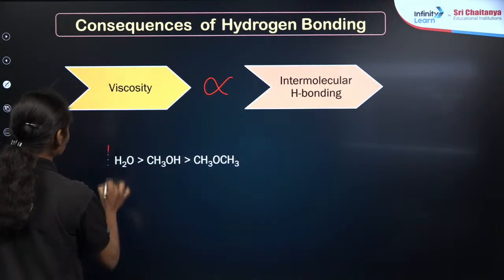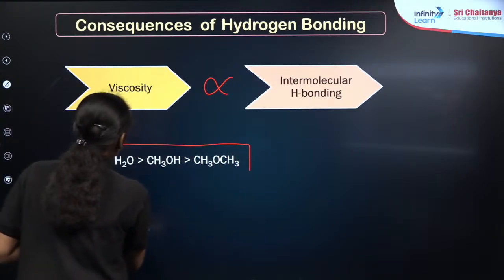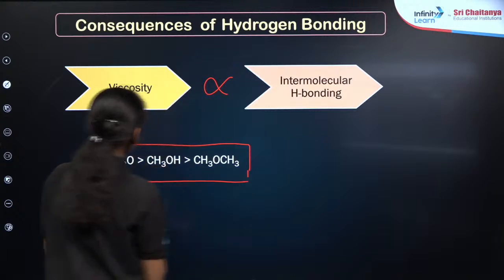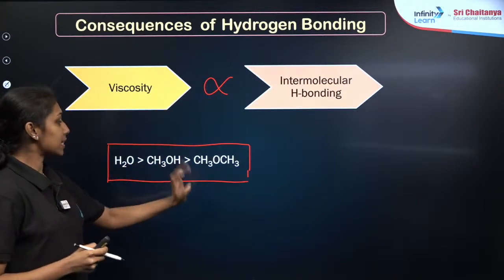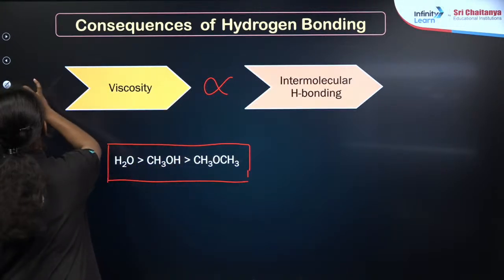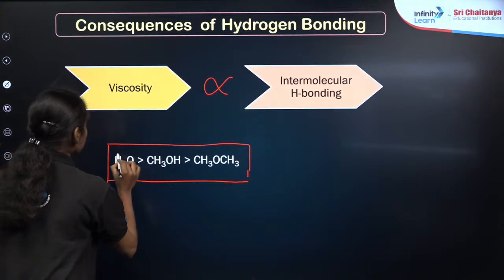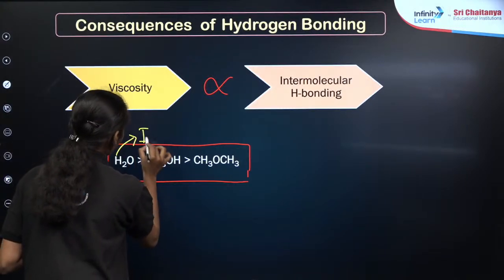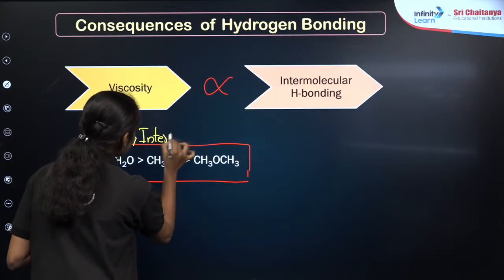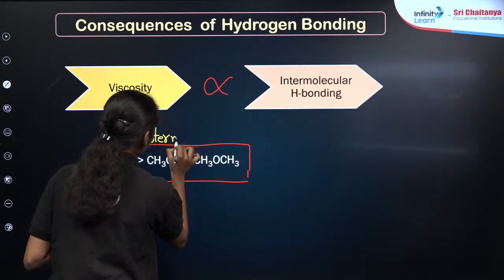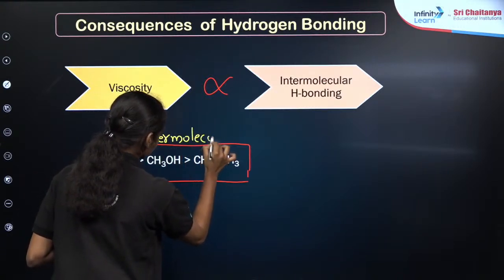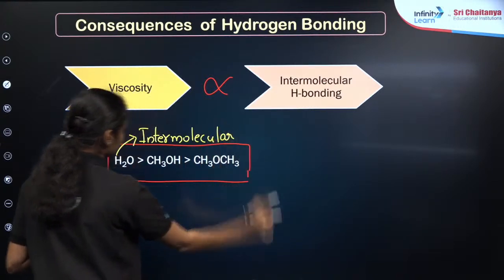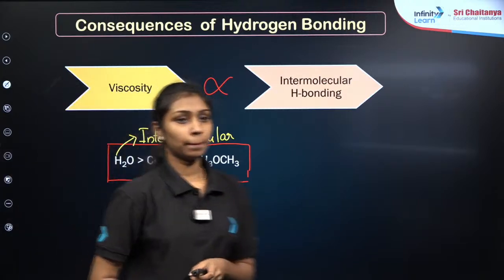So in the case of these particular molecules, the first one is water, then methanol, then acetone, the CH3 acetone molecule. Due to the presence of intermolecular hydrogen bonding in the water molecule, it is more viscous as compared to all the others. Clear?